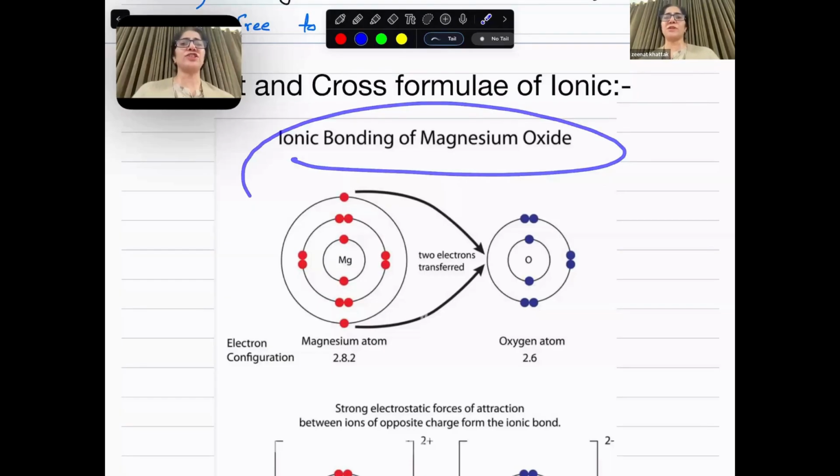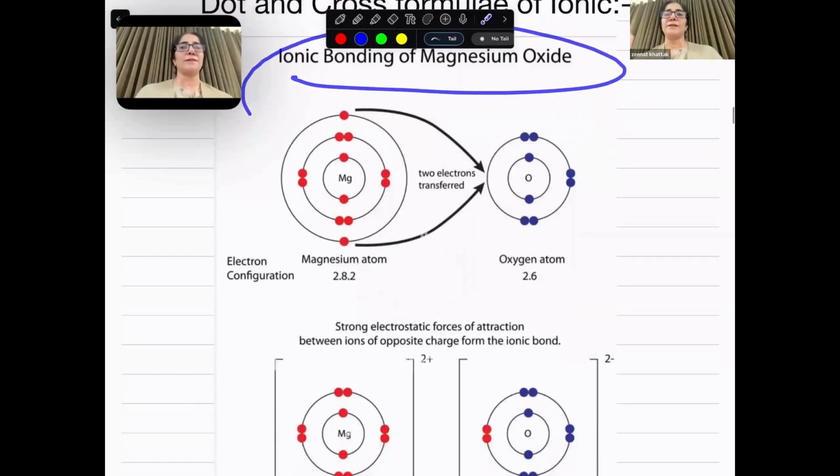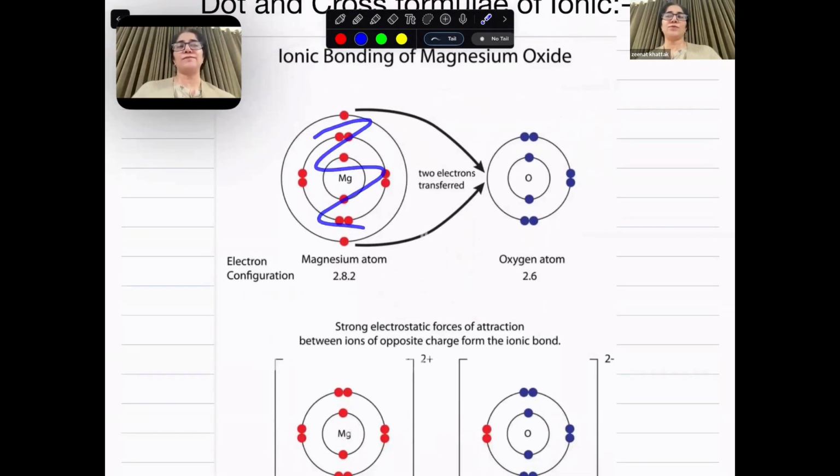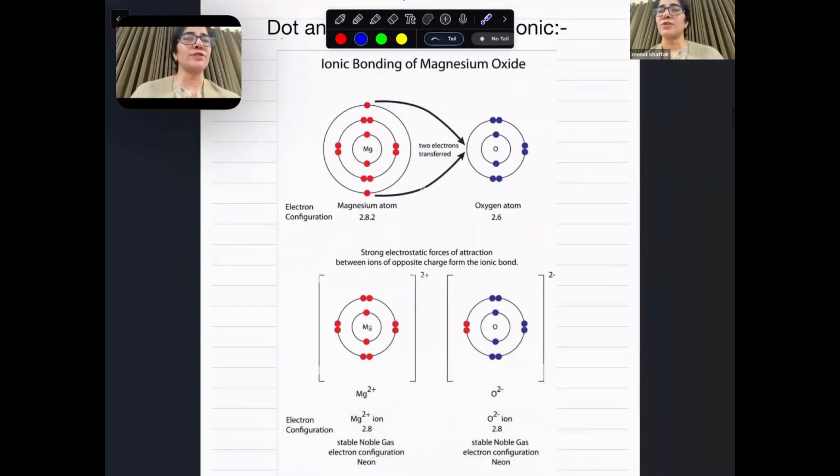Ionic bonding in magnesium oxide. What is happening? This is magnesium. What is the electronic configuration? 2, 8, 2. It will lose the 2 electrons to complete the last shell, you know this. When it loses the 2 electrons, it is what? 2 and 8 with a 2 plus charge.